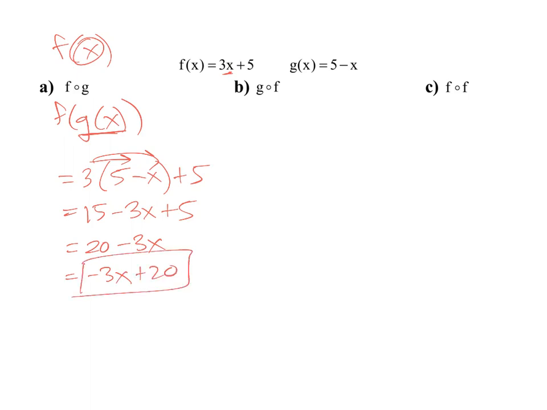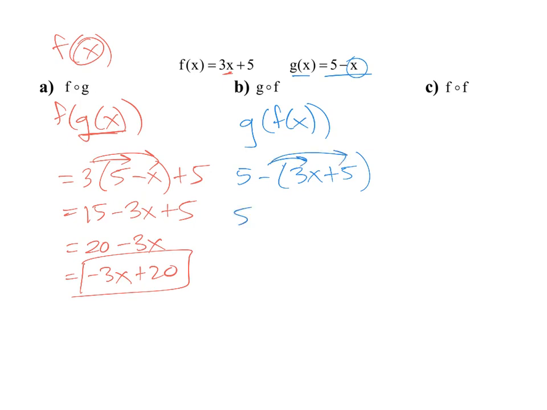Alright, done with that one. Next one, now just flipping it around, g of f of x. So for the function g, here I have my x. I'm going to be plugging in f of x for x. So this is my f of x. I plug that in to x. And then what am I going to have? I have 5 minus x, which is 3x plus 5. Distribute the negatives. 5 minus 3x minus 5. So the 5's cancel, and I get -3x. Alright, that's all there is to that.